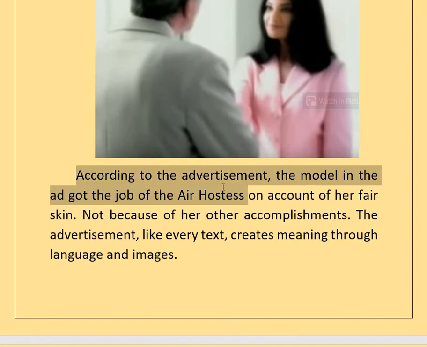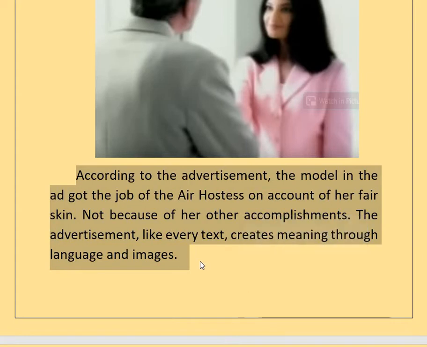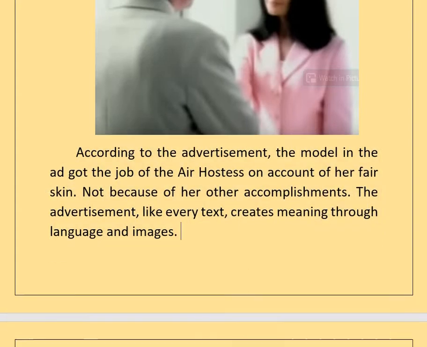According to the advertisement, the model in the ad got the job of the air hostess on account of her fair skin, not because of her other accomplishments. The advertisement, like every text, creates meaning through language and images.